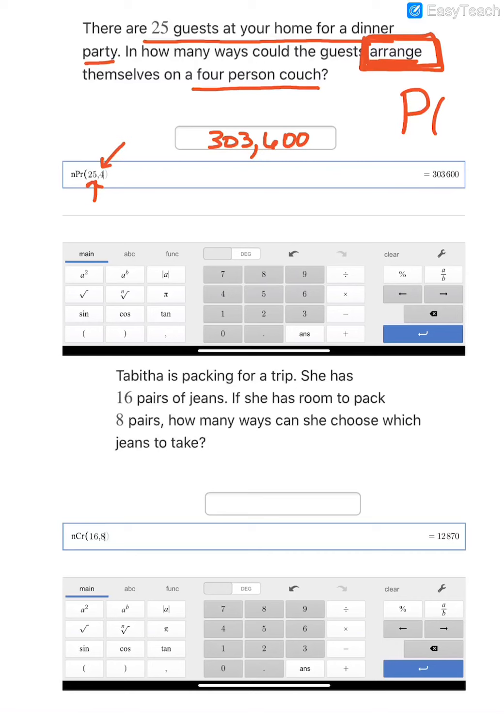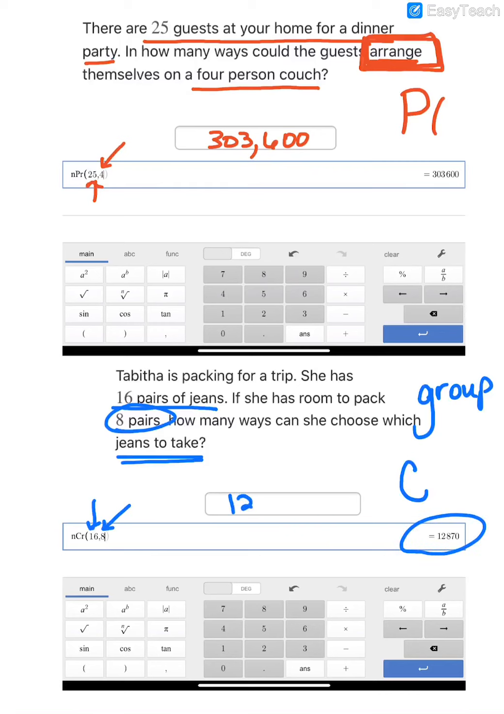With the next question, we're talking about Tabitha packing for a trip. She has 16 pairs of jeans. She has room to pack 8 pairs. How many ways can she choose which jeans to take? So notice they don't say anything about arranging them. She's just simply picking a group of 8 pairs of jeans out of the 16 she has. Because it is a grouping, that's how I would have known that it was a combination. So in this case, she had 16 to choose from. She chose 8. So notice that there are 12,870 different ways she can pack.